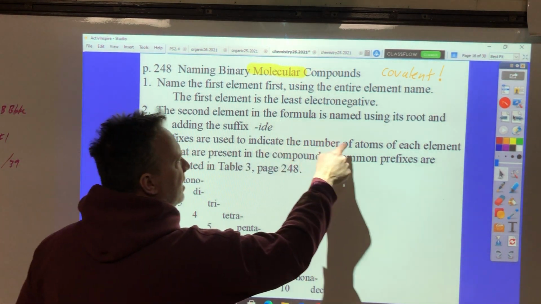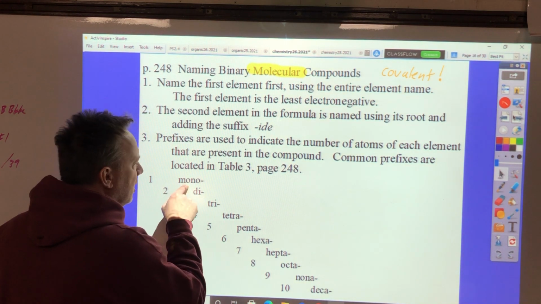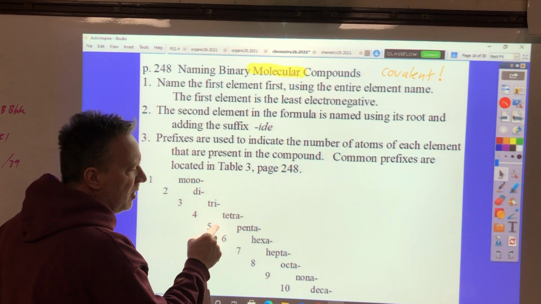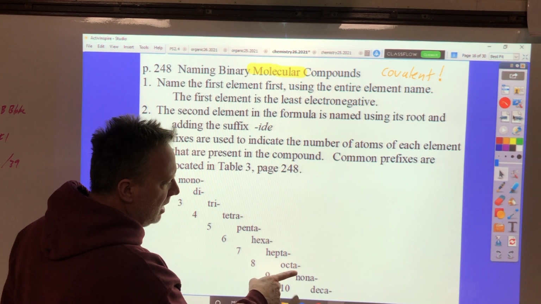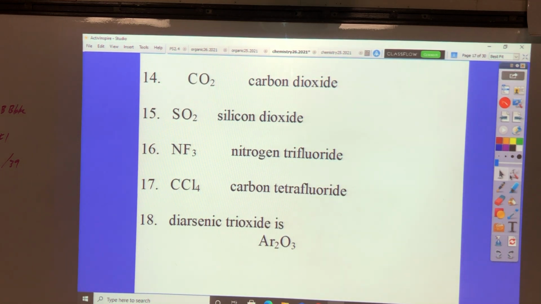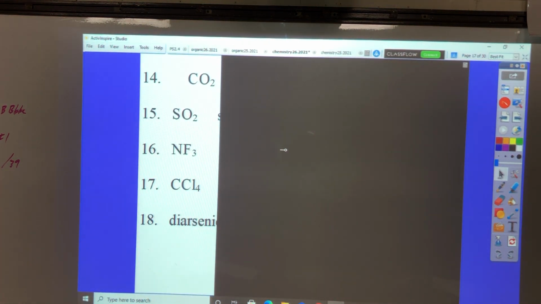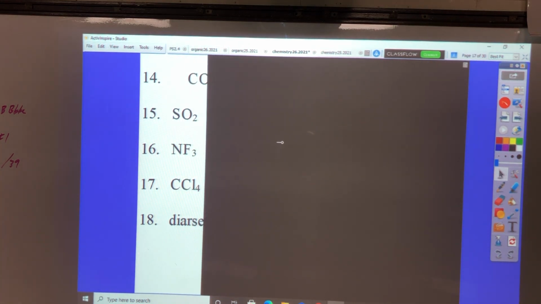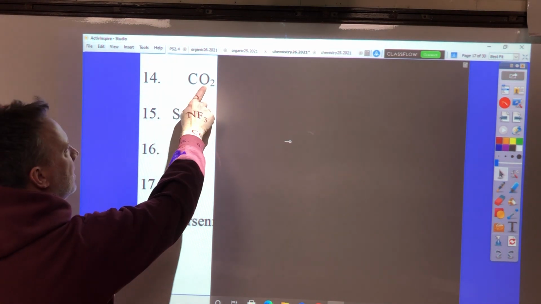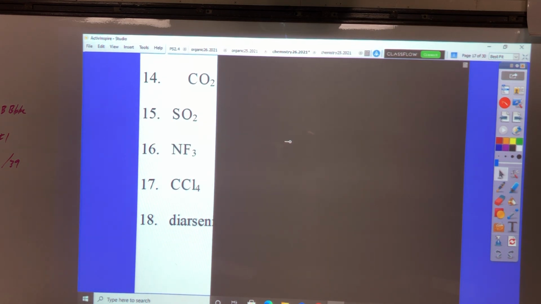You have to have prefixes that indicate the number of atoms of each element. So some common prefixes are: 1 is mono, 2 is di, 3 is tri, 4 is tetra, 5 is penta, 6 hexa, 7 hepta, 8 octa, 9 nona, 10 deca. Be familiar with those. So if you go, for example, to name this one, it's carbon dioxide. And the next one is sulfur dioxide, because you have 2 oxygen, so it's dioxide.